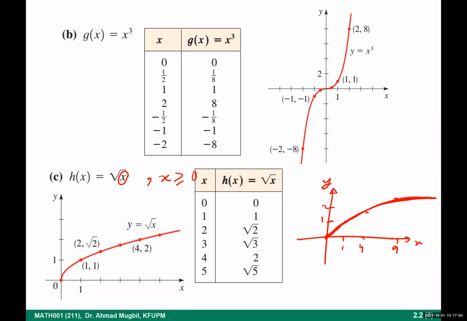No need to plot points anymore now. If I ask you what is the graph of square root of x, you should be able to say that it is starting here and it goes like this.